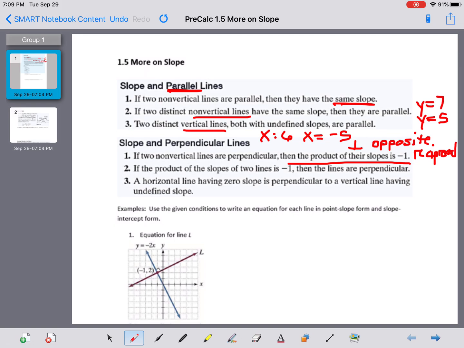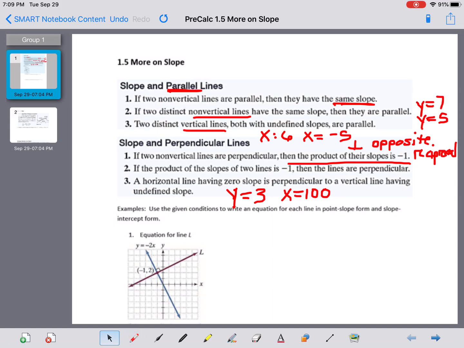Okay, and then if the product of the slope of two lines is -1, the lines are perpendicular. That's kind of the same thing as number 1. A horizontal line having a 0 slope, something like y equals 3, then if you also have a vertical line having undefined slope, which by the way can be x equals 100, whatever it is, one y equals a number, one x equals a number, those will also be perpendicular. And you don't see those slopes that multiply to get the opposite reciprocals, okay? So make sure you just recognize that those two will also be perpendicular.